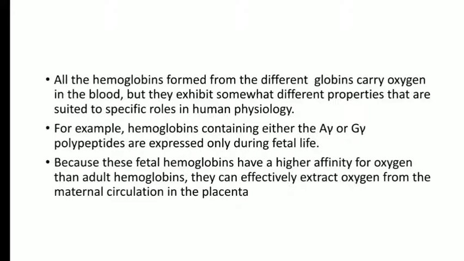For example, hemoglobins containing either A gamma or G gamma polypeptides are expressed only during fetal life, because these fetal hemoglobins have a higher affinity for oxygen than adult hemoglobins. So, they can effectively extract oxygen from maternal circulation in the placenta.